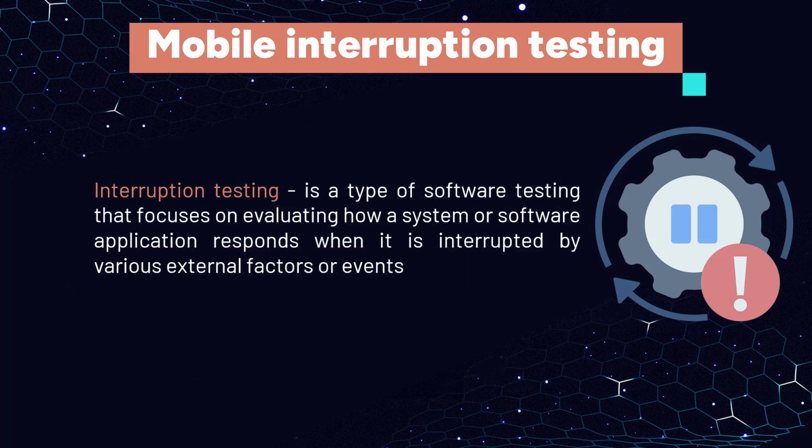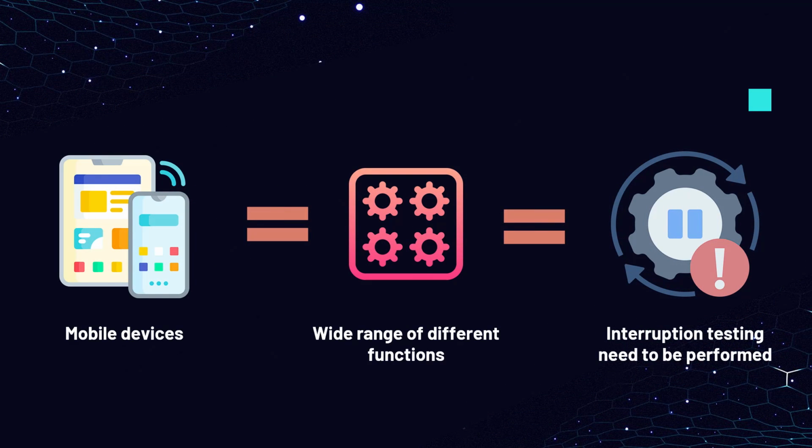Interruption testing is a type of software testing that focuses on evaluating how a system or software application responds when it is interrupted by various external factors or events. Nowadays, mobile devices have a wide range of different functions that can interrupt the application. Therefore, interruption testing is the first candidate to be performed on mobile devices alongside general types of testing, and it plays a key role in assessing the quality of mobile applications.